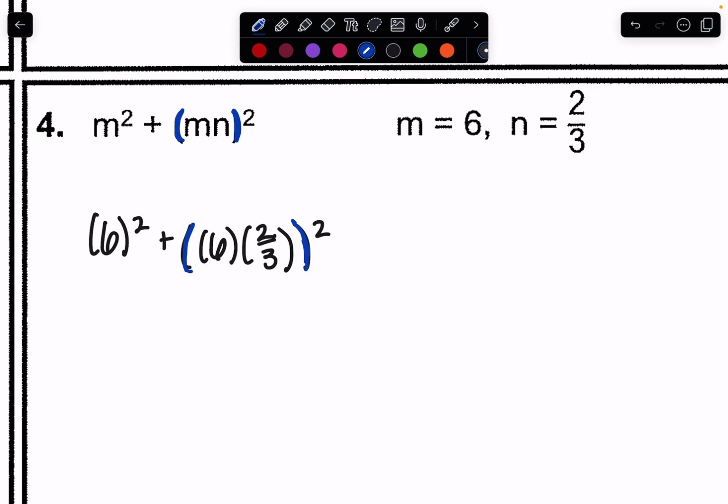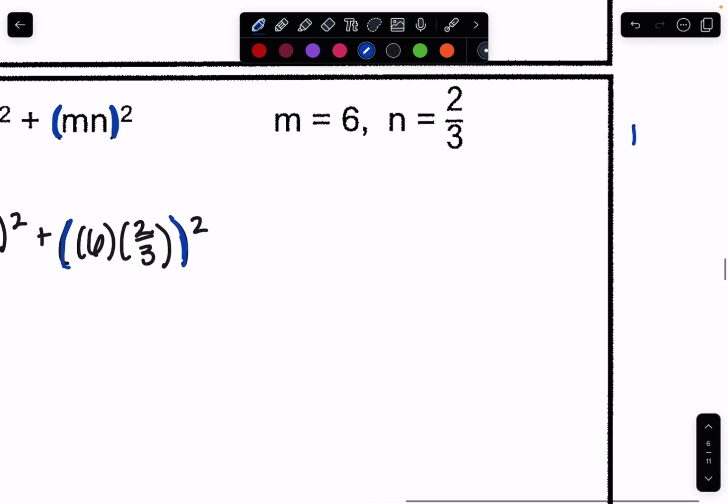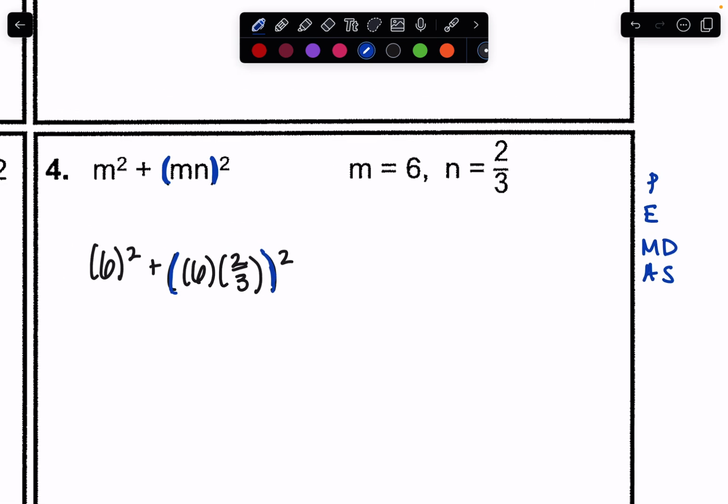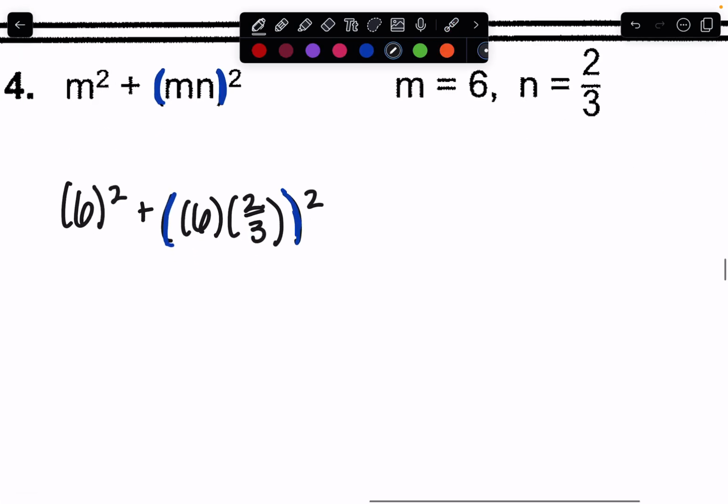So this time, when I start with PEMDAS, right, we go parentheses, exponents, multiply, divide, add, subtract. Do I actually see something inside parentheses this time? Yes, right? I see that I need to simplify this before I square anything, okay? I have to go inside. So what is 6 times 2/3? We can use our calculator if we need to. 6 times 2/3. I'm going to rewrite everything else. 6 times 2/3 gives me what? 4. Good.